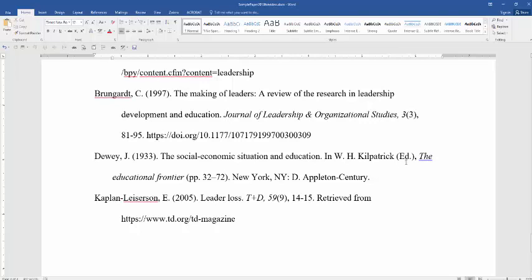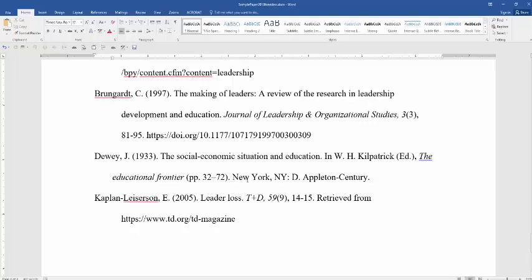And it's capitalized. Ed lowercase means edition. Ed capitalized like this means editor. Followed by the title of the book in italics. And then followed by, in parentheses, the page numbers, pp. period space, followed by the page number run for the entire chapter. Not just the page numbers you used. That ends in a period.